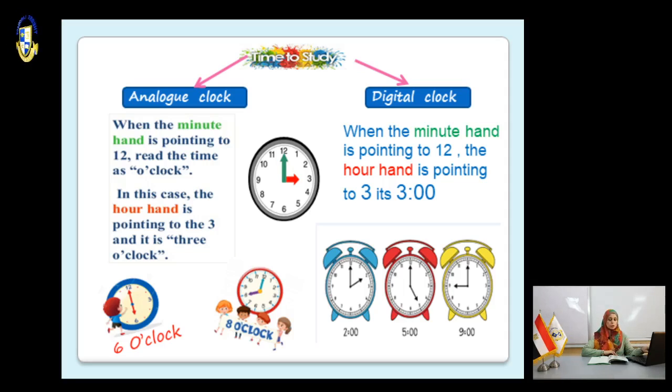As you can see, the blue clock, the small arm is on 2, the long arm on 12. So this is 2 o'clock or 2:00. The red one, the short hand is on 5, the long hand is on 12. So it's 5:00 or 5 o'clock. The yellow one, the short hand is on 9, the long hand on 12. So this is 9 o'clock or 9:00.